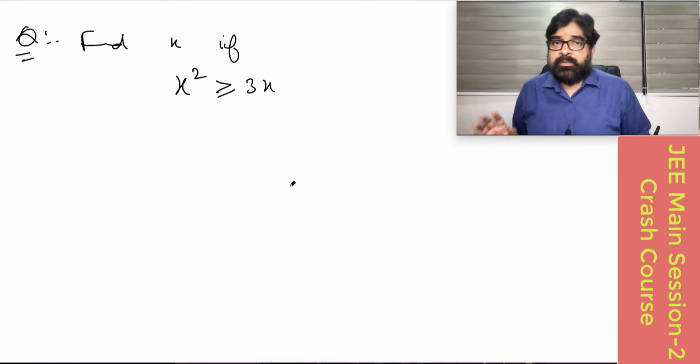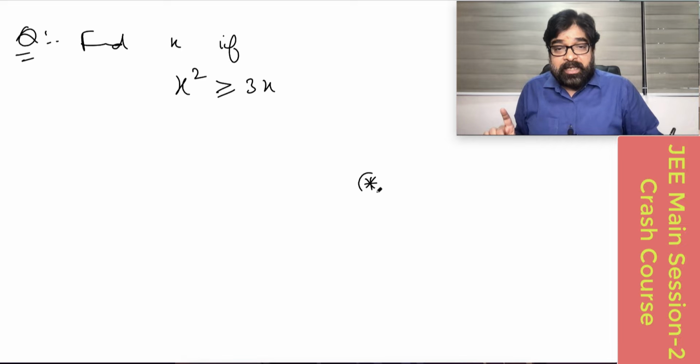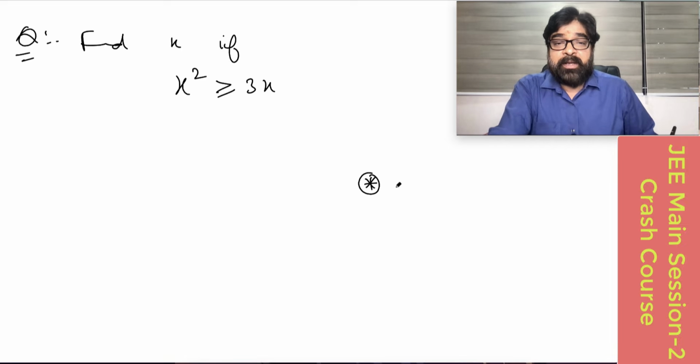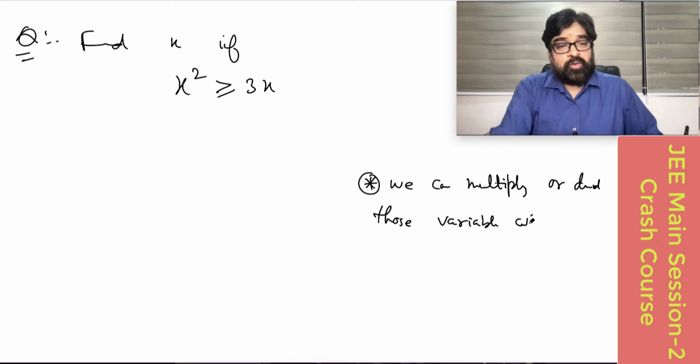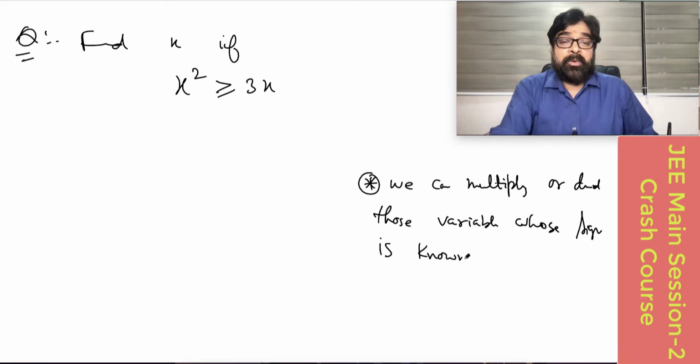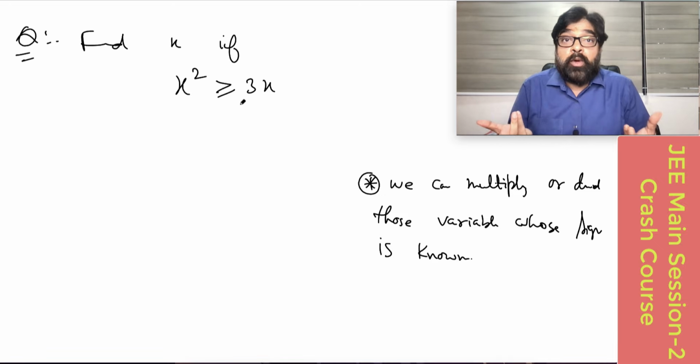I always notice that people make mistakes. What mistake do they make? They simply cancel x. Please don't do that. Remember, we can multiply or divide or cancel only those variables whose sign is known. If you know the sign of the variable, then you can divide and cancel. Here, if you cancel x, I don't know whether x is positive or negative.